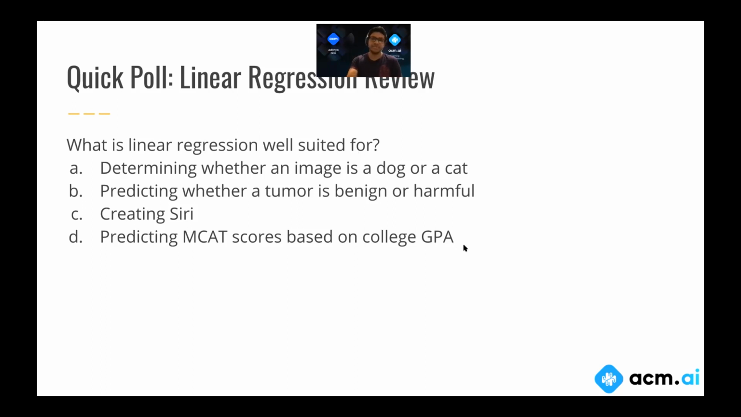Predicting MCAT scores based on college GPA: MCAT scores are a continuous output, and hence it is linear regression. Cool, good stuff.